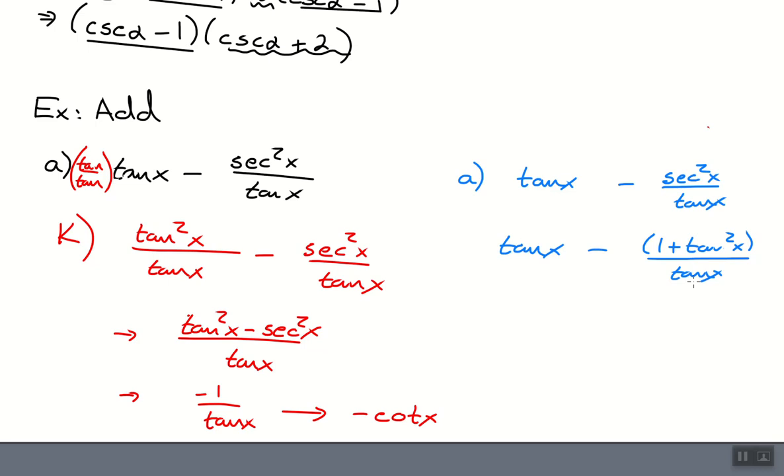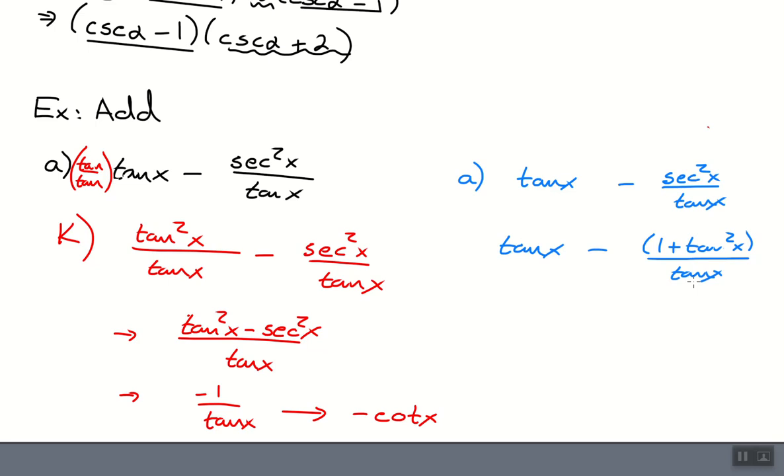Do you see which way I chose to get that? Anytime you see something square, your brain should always go here because it might work. Every single time. So as soon as I see secant squared, I know it's 1 plus tangent squared. So that's all I know.